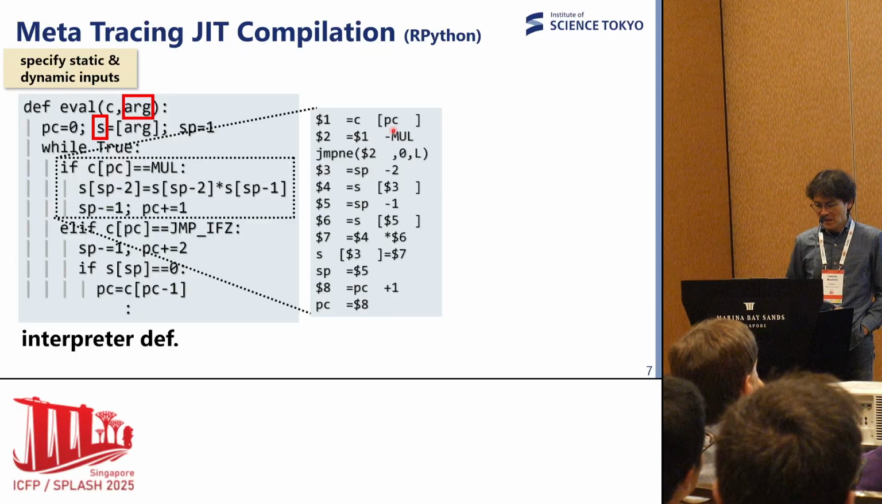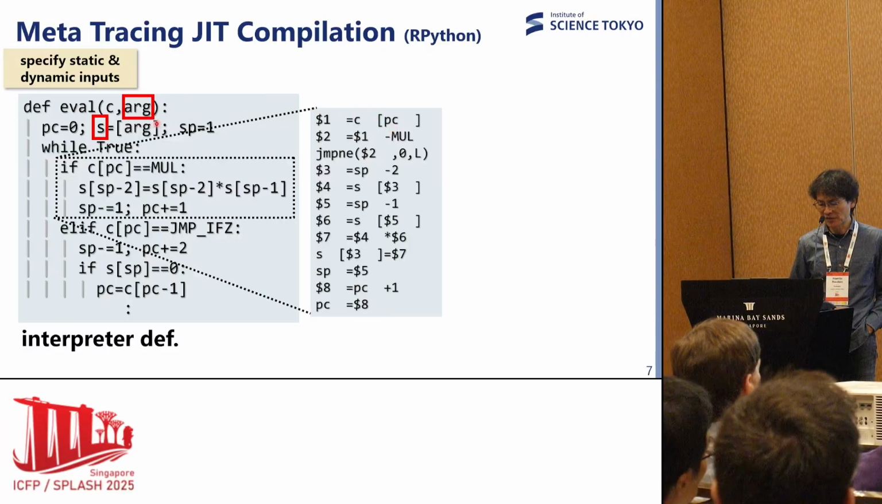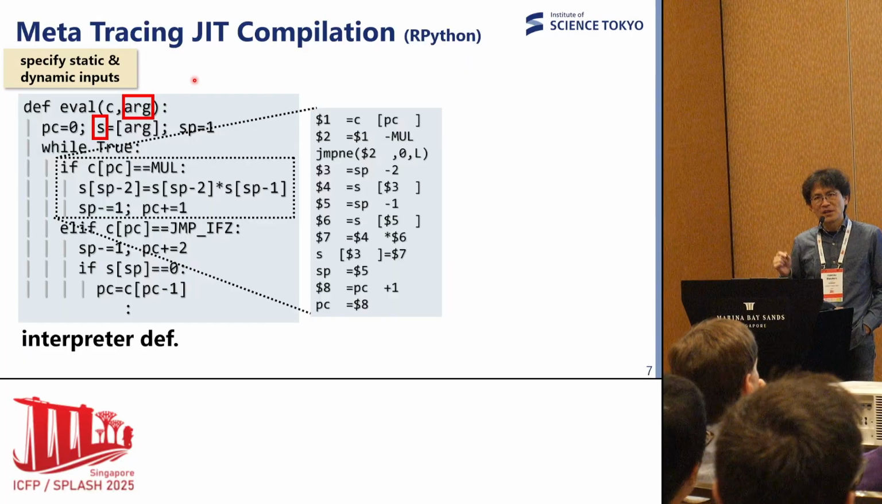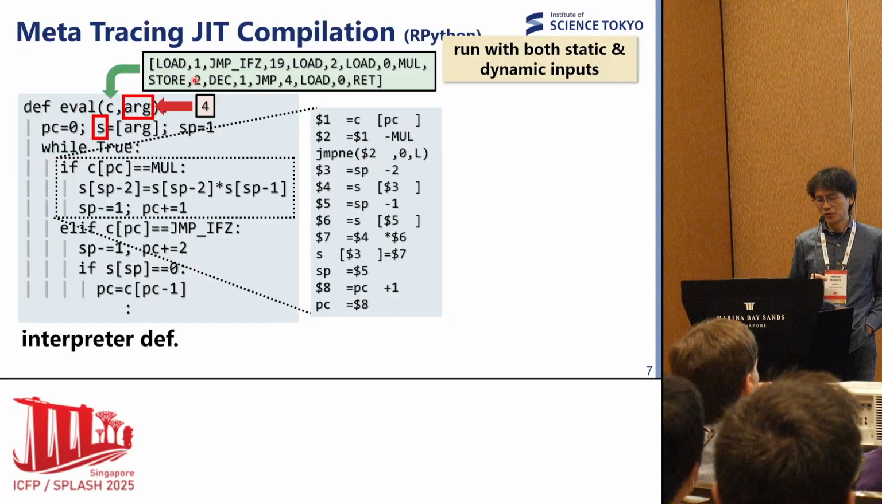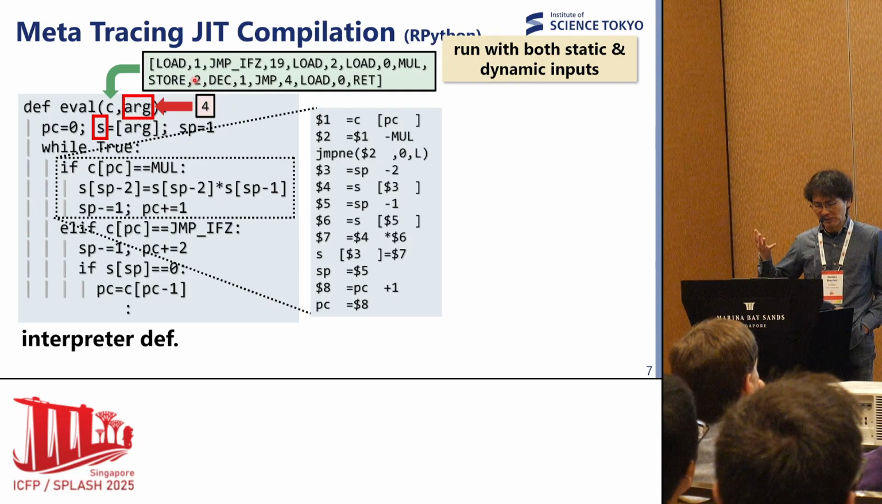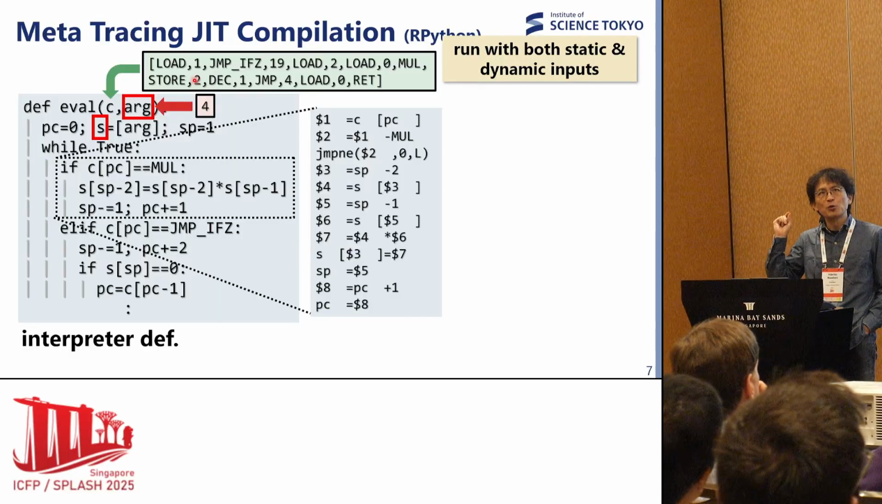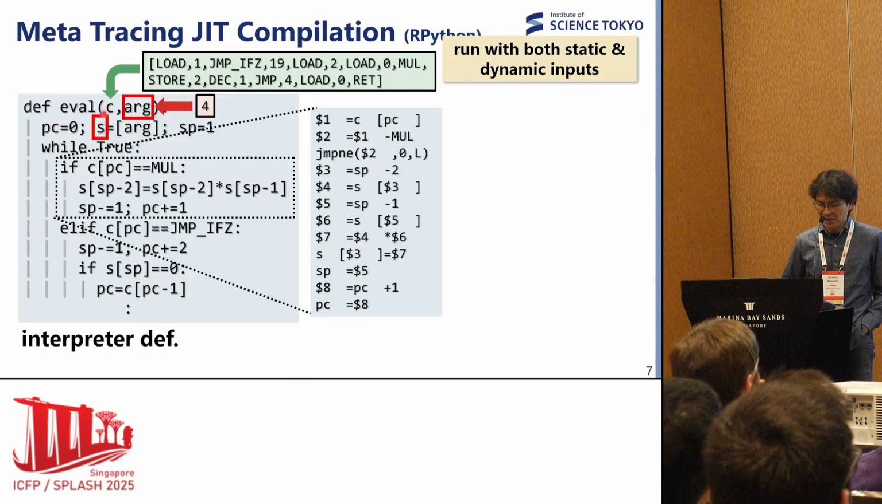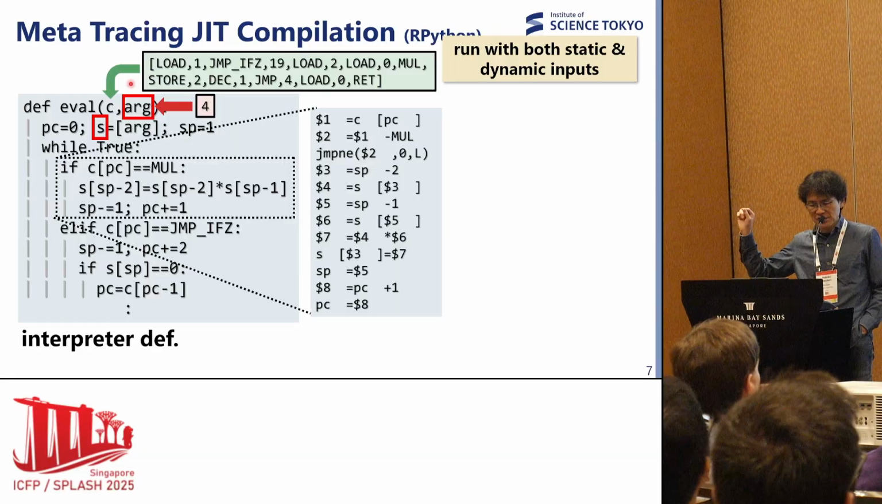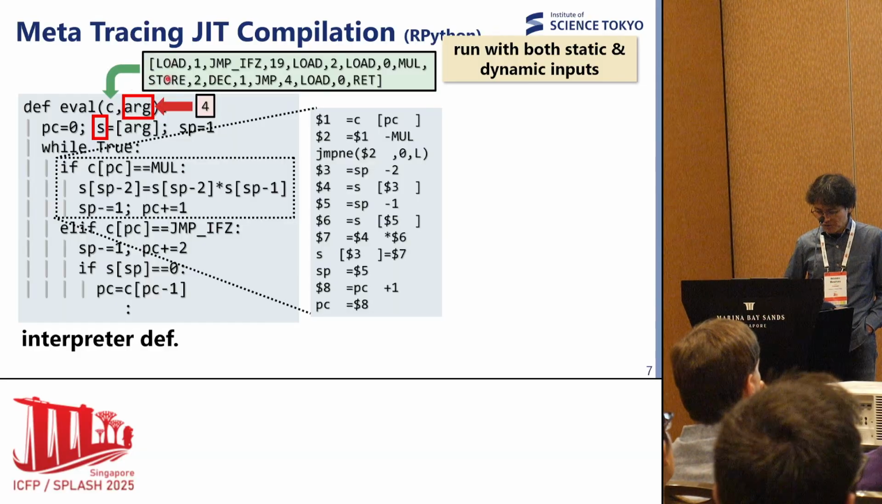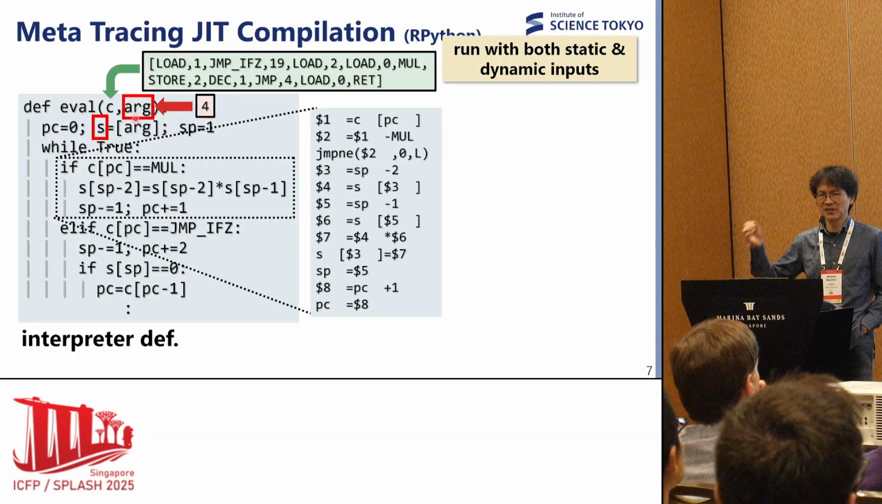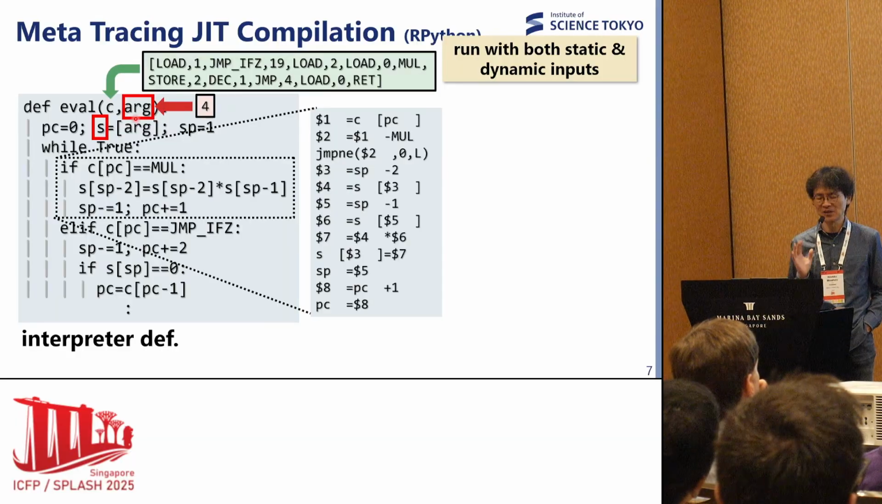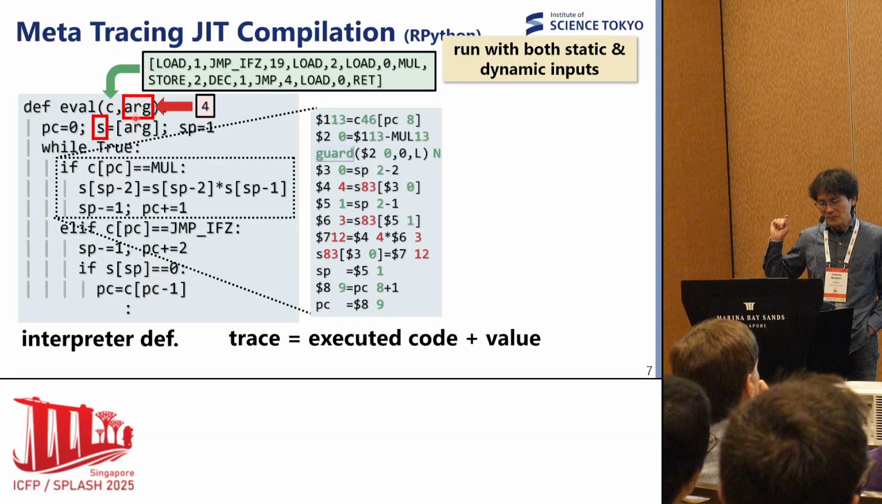Then we specify which part of the input is static and dynamic. Again, this red part is the dynamic part. The next thing to do is to run the program. In this case, we provide both static and dynamic input. The static part is the bytecode instruction set and the instruction stream, and the dynamic part is some argument to this interpreter.